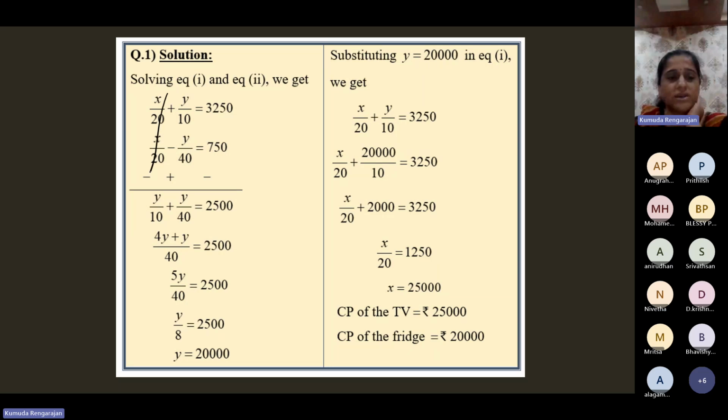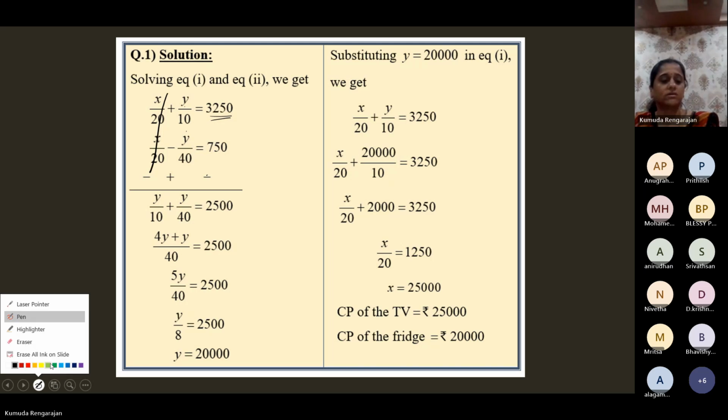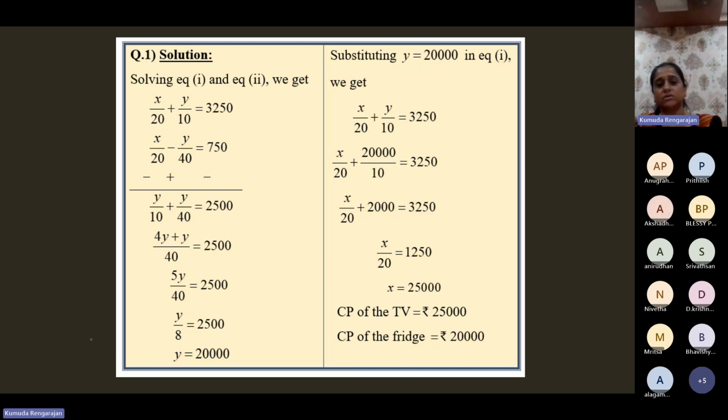Change the signs. X is eliminated. Y by 10 plus Y by 40, taking the new sign, changing the signs throughout, is equal to 3250 minus 750. Take the LCM, cross multiply and all that. Y is equal to 20,000. Then substitute the value of Y in one of the two equations and find the value of X. And X is 25,000.